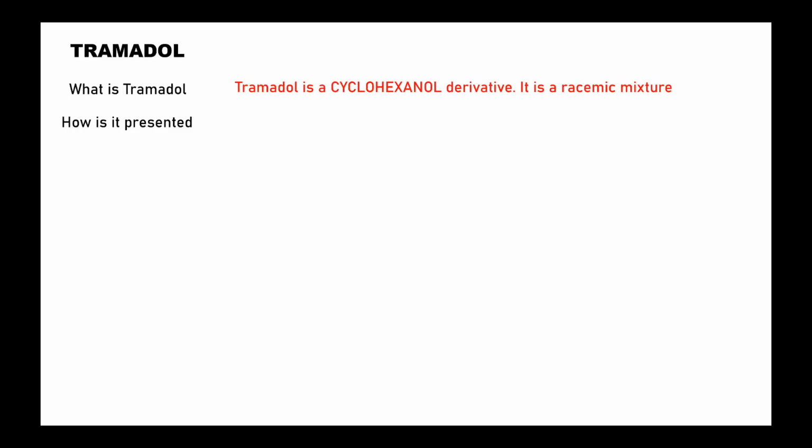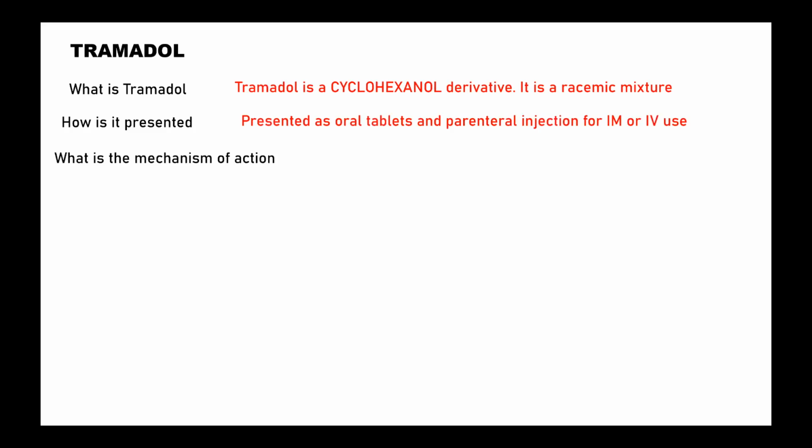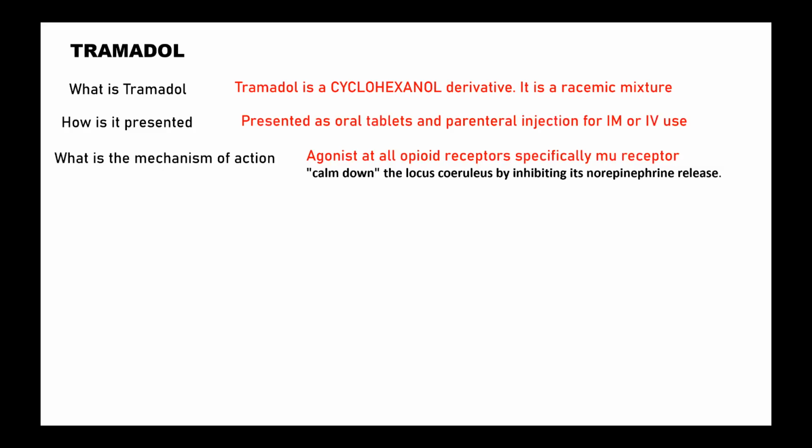Tablet form. What are the strengths? 50, 100. Tablet as well as parenteral injection for IM use. What is the mechanism of action? It is a weak opioid receptor agonist, specifically at mu receptors. It also calms down the locus coeruleus by inhibiting norepinephrine release. These are the two mechanisms.